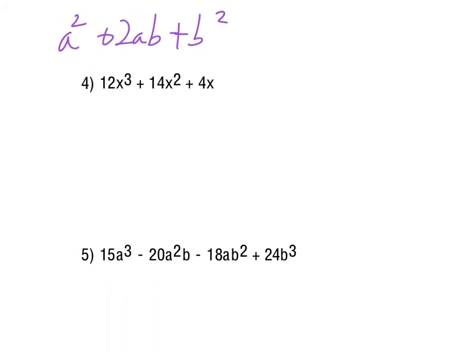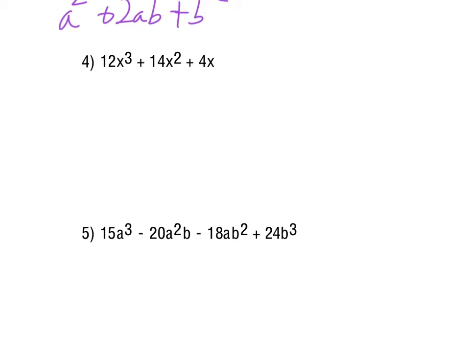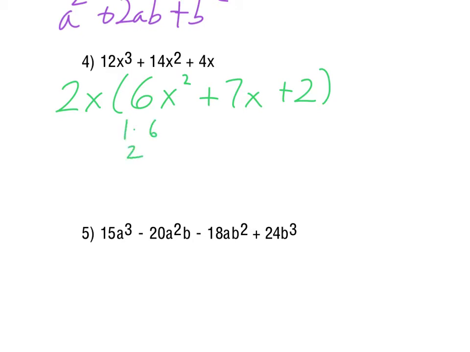The next one, number 4, looks like there's a common factor there again of 2x this time. When we do that, we see we have 6x squared plus 7x plus 2. So it's not a perfect square trinomial, doesn't fit one of our special patterns, so we'd just be looking at factoring it, looking at the factors 1 and 6, or 2 and 3, and 1 and 2. And again, the question is, how do we get that to be 7x? It looks like we do that by doing 3 and 4.